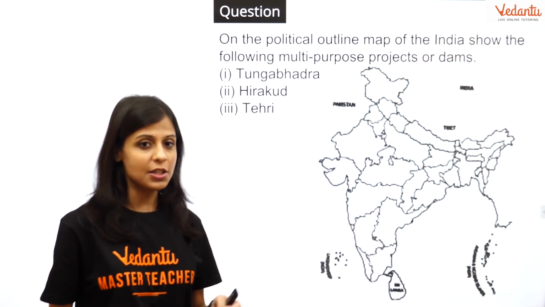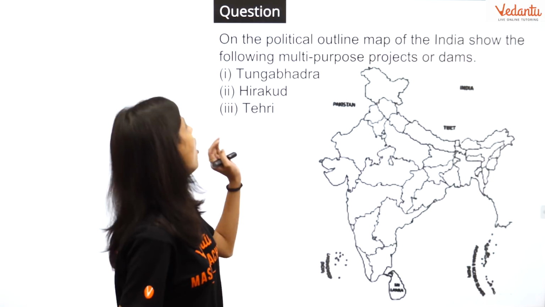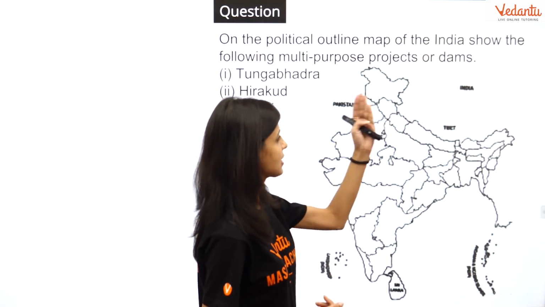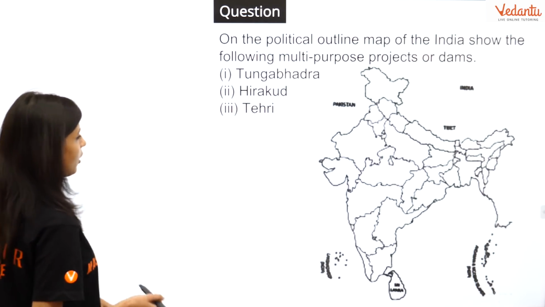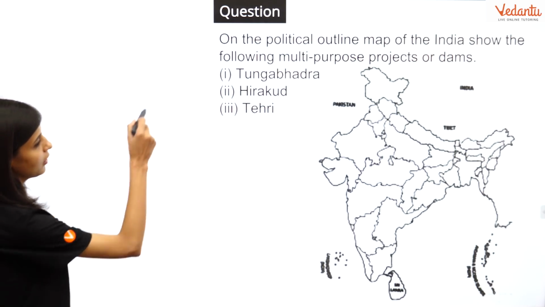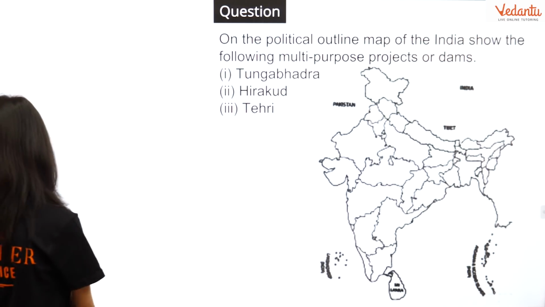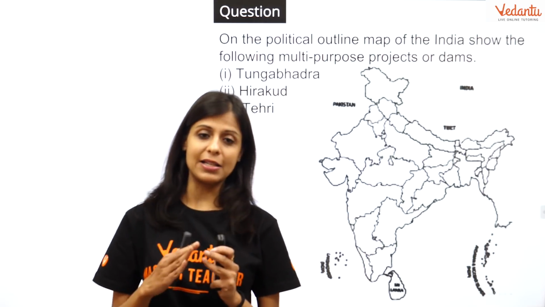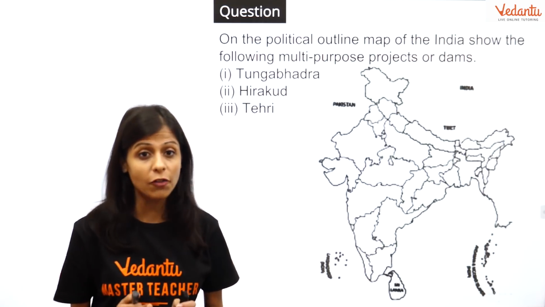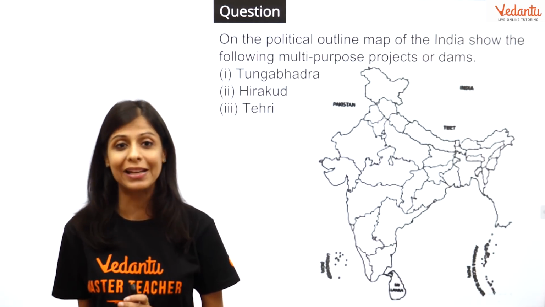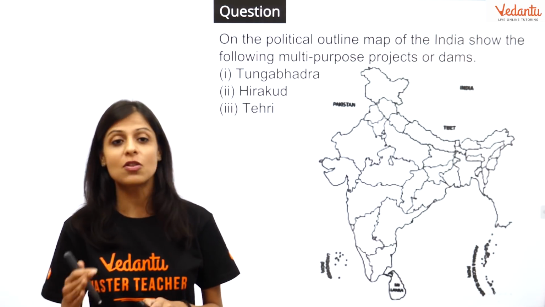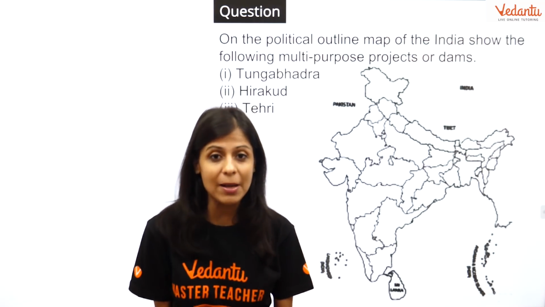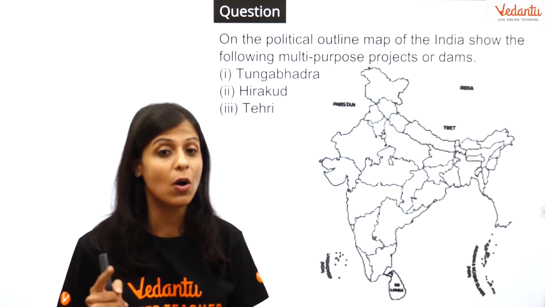So this is a map of India, and you're asked, on this political map, to show the following multi-purpose projects or dams. The very first they've asked for here is Tungabhadra, then they've asked for Hirakund, and then Tehri Dam. So when a map-based question comes, the general practice that CBSE has been following is that a lot of time the map-based questions are being repeated. So they tend to repeat the questions. So whatever map questions we are attempting here and the way we are going around, it's very important for you guys to understand how to attempt.